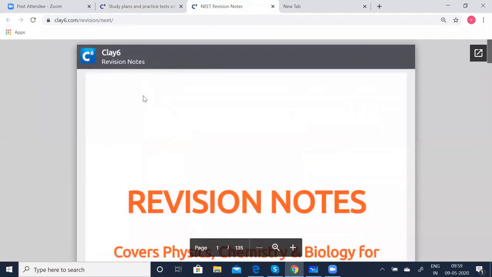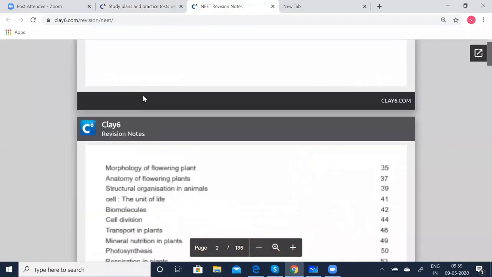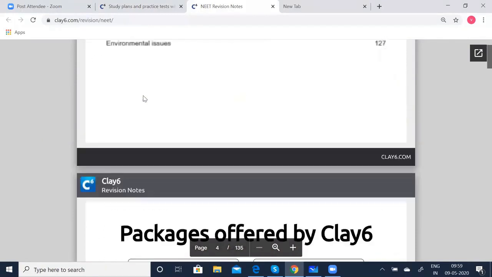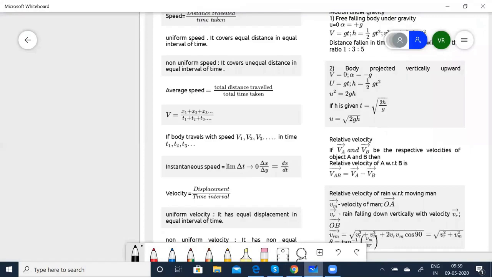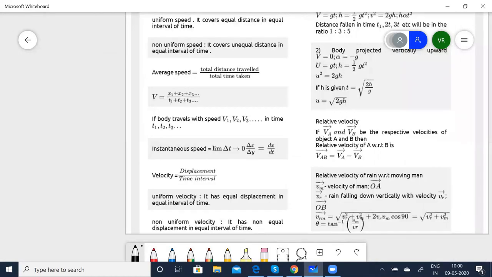So I told you we are now going to start with motion in a plane. Before that, yesterday I stopped with instantaneous velocity and everything. Today I stopped with body projected vertically upwards, the motion under free fall. So now I said I'll do relative velocity today.